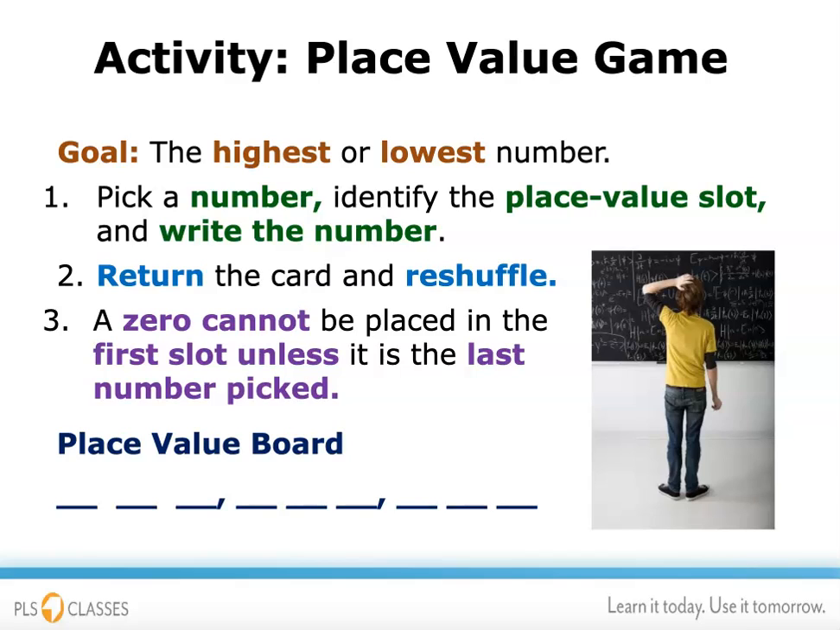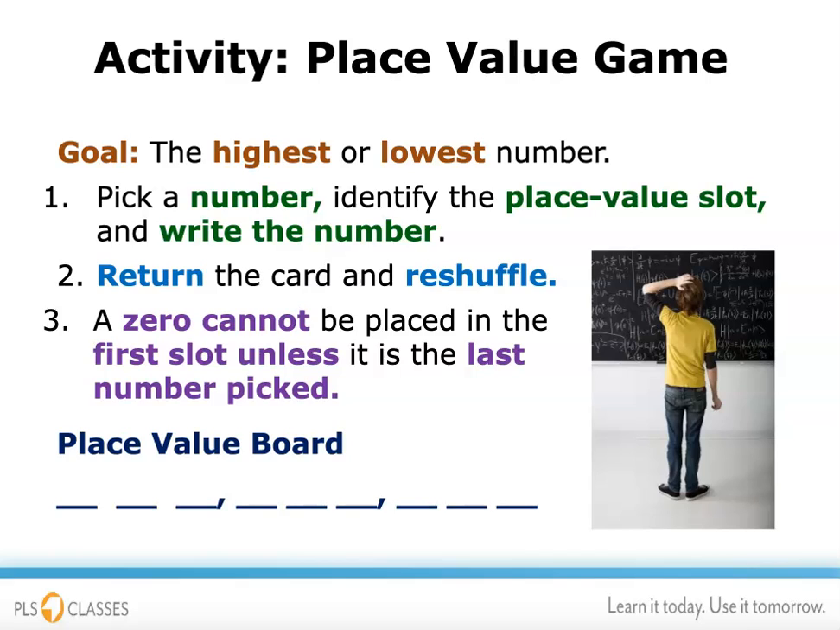The first player from each team should select a number 0 through 9. You have 15 seconds to determine where you want to place the number, identify the place value slot, the ones, tens, hundreds, thousands, etc., and write the number in the corresponding place value slot.